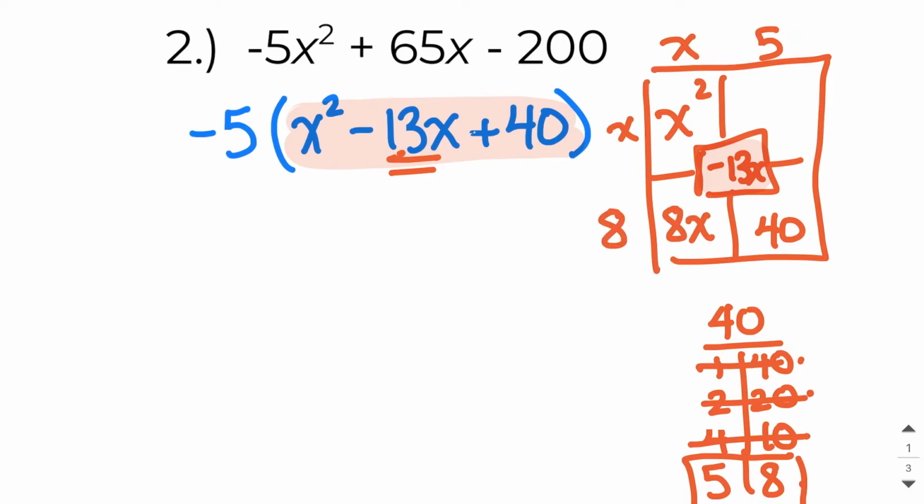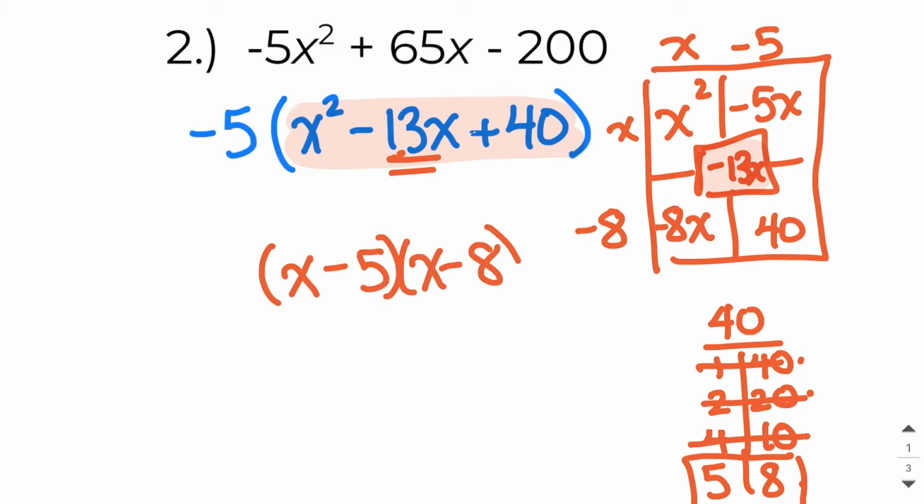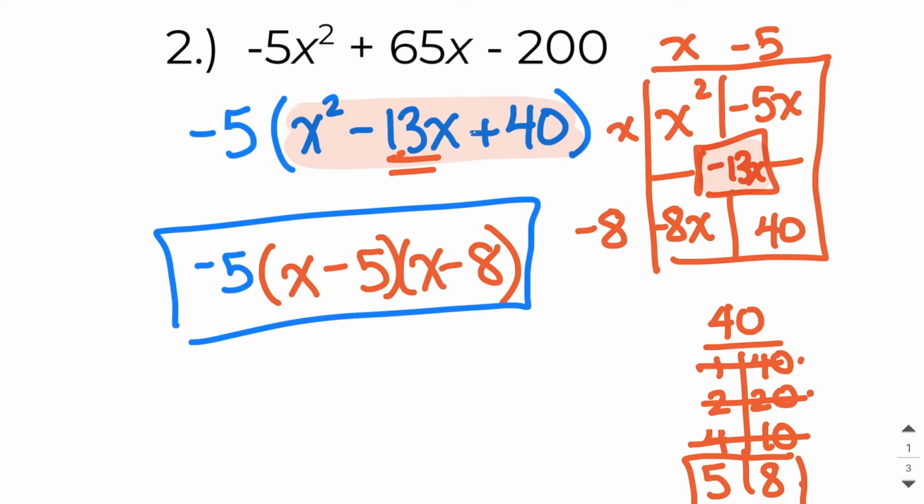So this would be 8x, this would be 5x. It gives me a negative 13 if this is negative and if this is negative right here, which means the 5 is negative and the 8 is negative. So this factors out to x minus 5 times x minus 8, or if you do it the other way around, totally fine. And then we just copy down this negative 5 and this is completely factored.